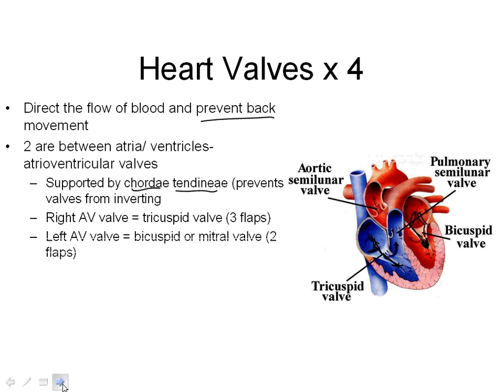We also have a couple of names for those valves. We call them the tricuspid. So here's our tricuspid. The reason why is because it has 3 flaps. And we have our bicuspid, which has 2. It's also called the mitral valve, but we'll just focus on these terms.